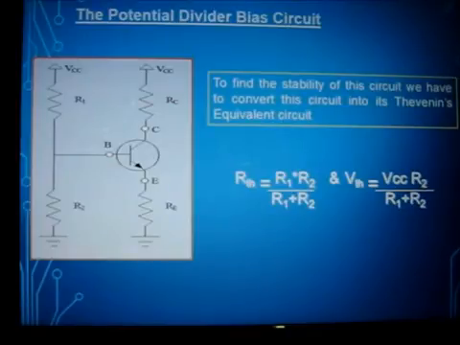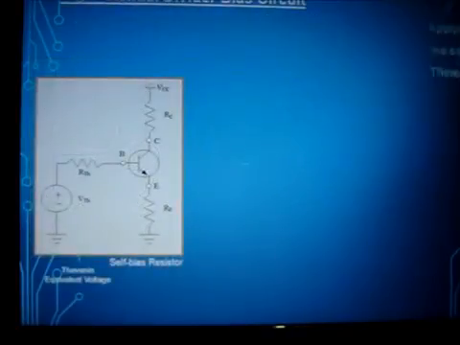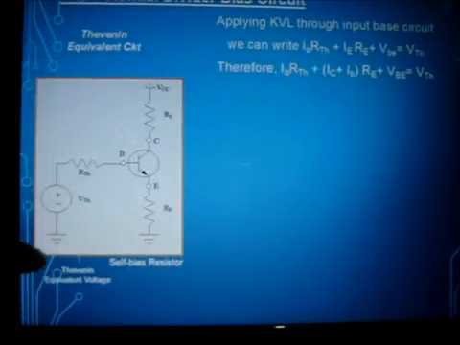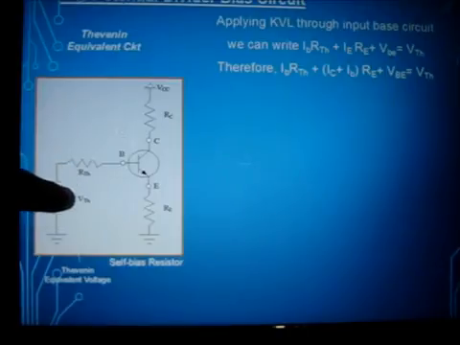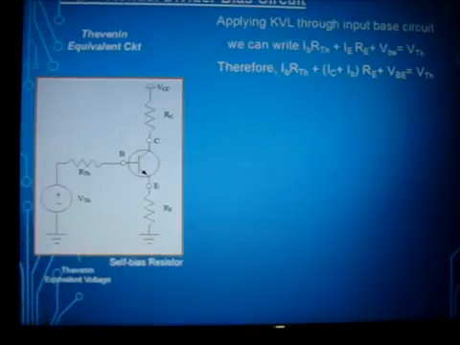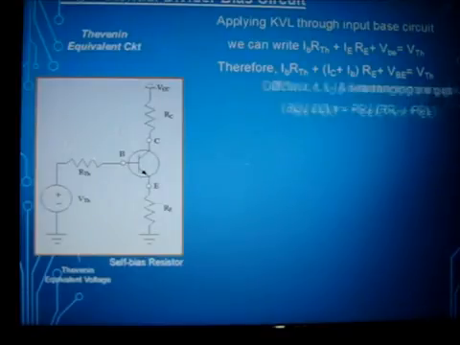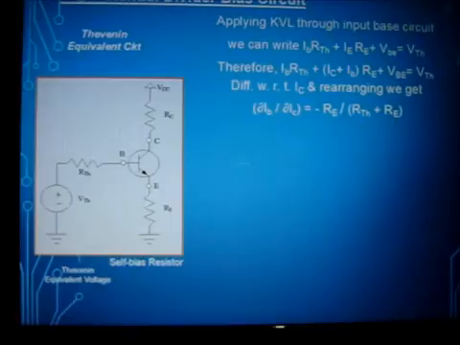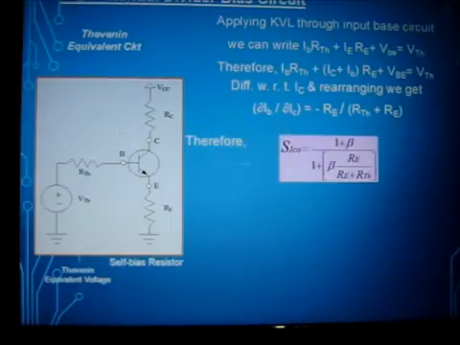Now to find the stability of the circuit, we have to convert the circuit into Thevenin's equivalent circuit, as we have seen, and after converting into the Thevenin equivalent circuit, we have got the values. This RTH equals the parallel combination of R1 and R2, and VTH equals VCC into R2 by R1 plus R2. Now again applying KVL after converting it into RTH, here you can find a loop: IB into RTH plus (IC plus IB) into RE plus VBE gives the VTH. And differentiating with respect to IC, again we get the stability factor as (1 plus beta) by 1 plus beta into RE by (RE plus RTH).